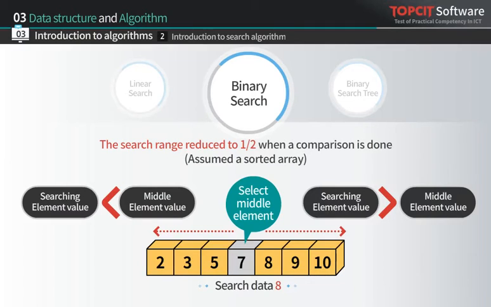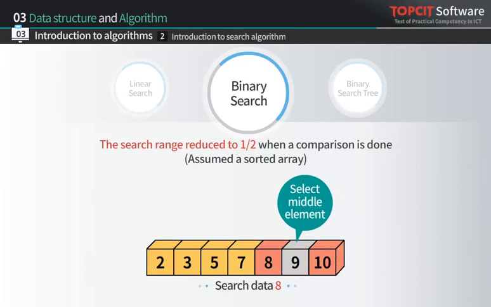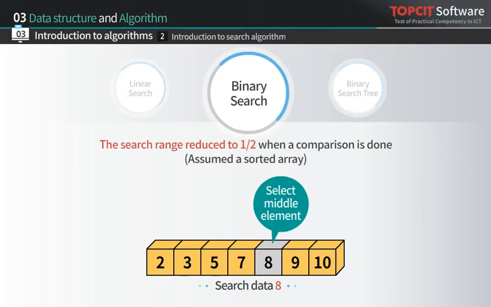For example, there is no need to compare on the left because the searching element 8 is greater than the middle element 7. Select the middle element again on the right of the middle element. Now the middle element value becomes 9. It will again compare the middle element with the searching value. Because the searching value 8 is smaller than the middle element 9, select the middle value on the left side again. The remaining value 8 becomes the middle value, and the search has finished because it is consistent with the data we are looking for.